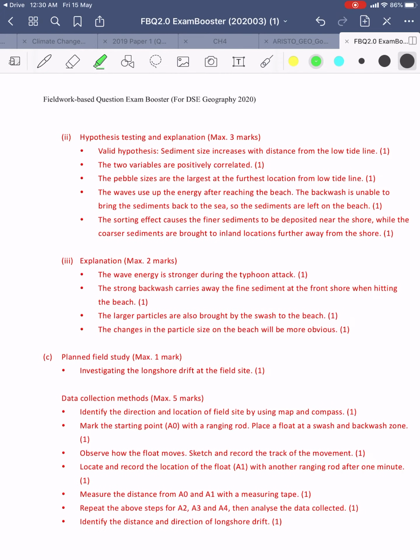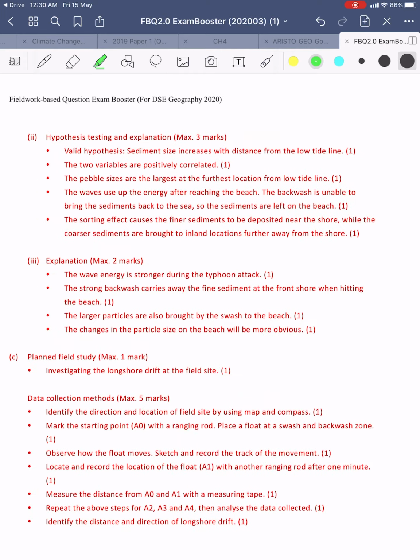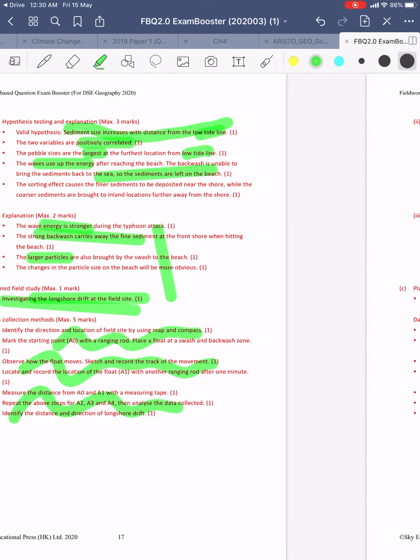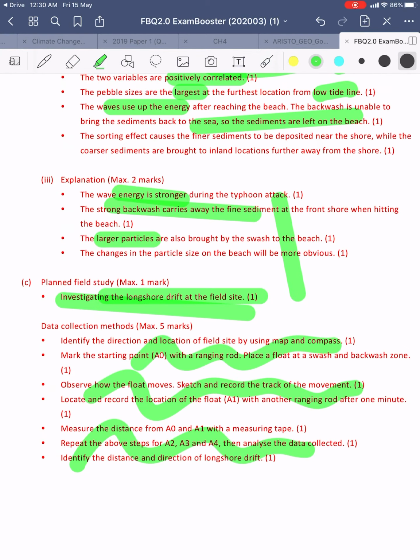Let's see. So that's the end of this theory-based question. Good luck for your theory-based question at oral. Bye.